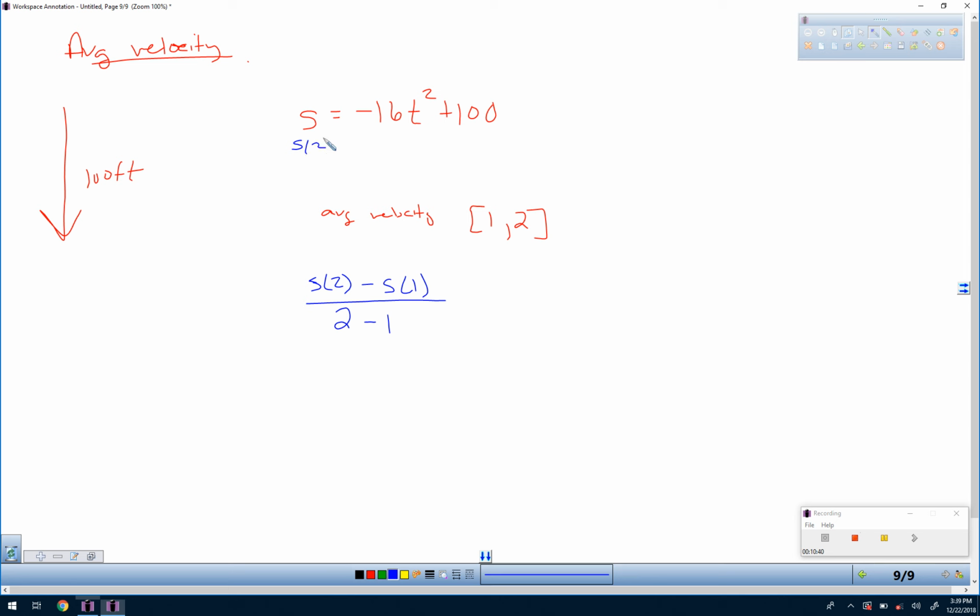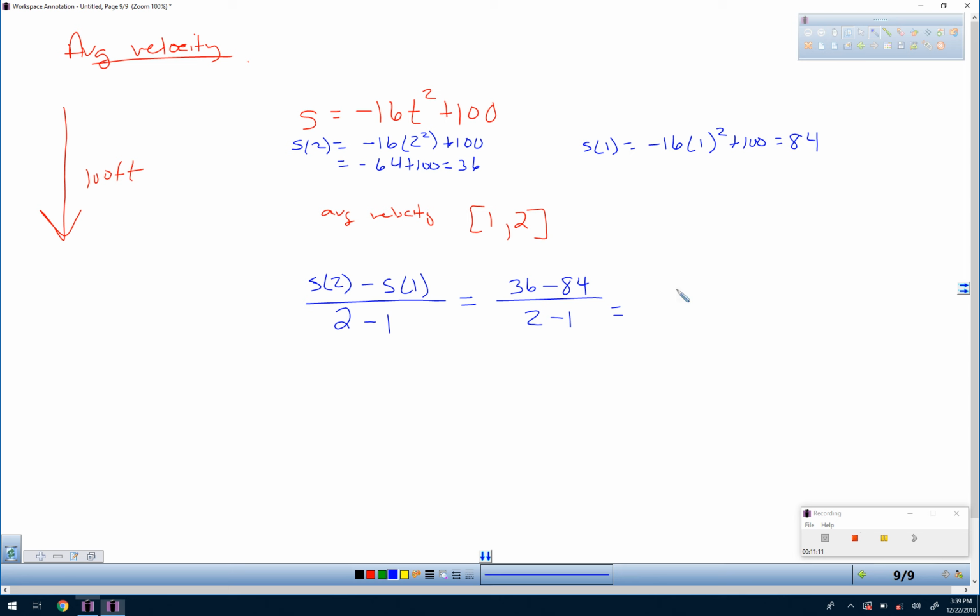s of 2 would be, if you plugged 2 into the formula, you get negative 64 plus 100, so you get 36 for s of 2. And then for s of 1, you would get negative 16 times 1 squared plus 100, so you would get 84 for that.